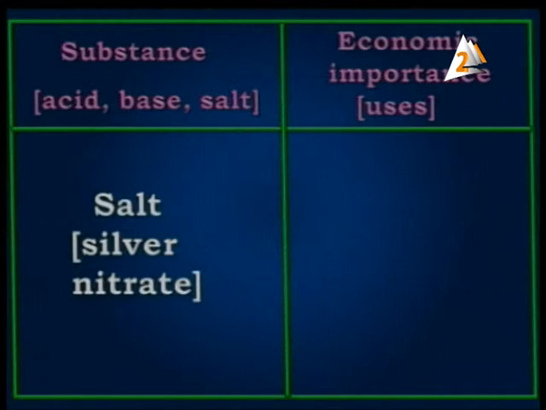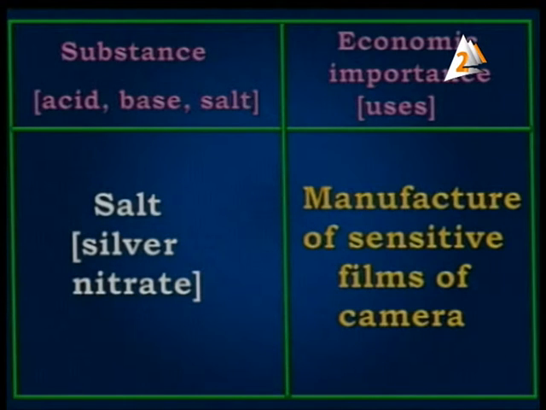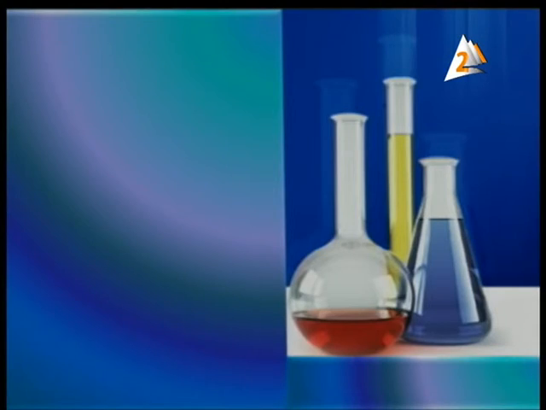The last one, we have a substance called the salt silver nitrate. It has one use. The economic importance or use here is in the manufacture of sensitive film of cameras. Sensitive film of camera means the films of cameras in the old ones, but now we have digital cameras, which have no films. Let's go to see another thing.